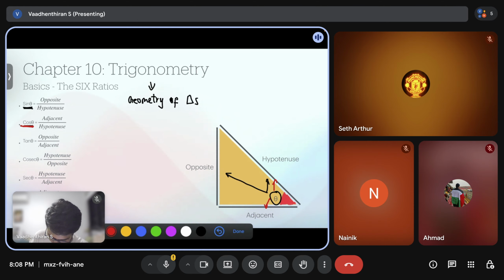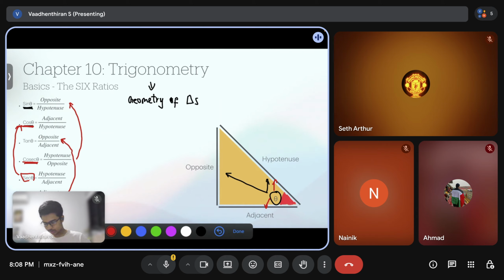I think these are some facts you might be knowing already, so I'm just reviewing those before we go on to the formulas. Then cosec. Cosec is basically the reciprocal of sine, which is hypotenuse over the opposite side. And secant is the reciprocal of cos, which is hypotenuse over the adjacent. And cot theta is adjacent over opposite, which is the reciprocal of tan.